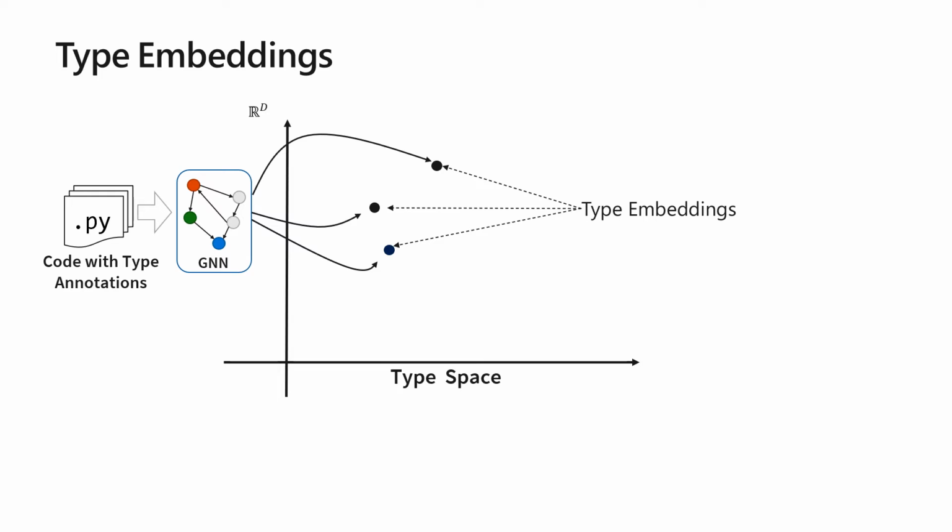These type embeddings are d-dimensional vectors. They live in a type space. The type space can be thought as a continuous relaxation of the space of all possible types within Python. The goal here is to learn a graph neural network that learns to create a type space that preserves, as much as possible, the type properties of the code.